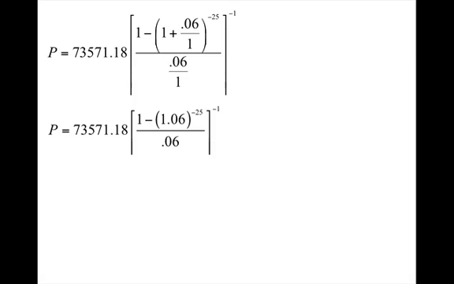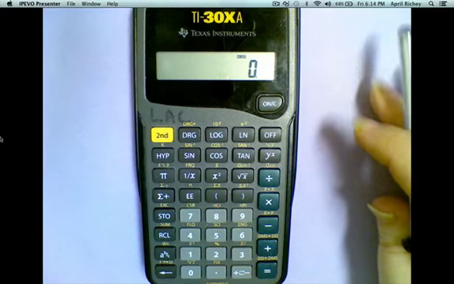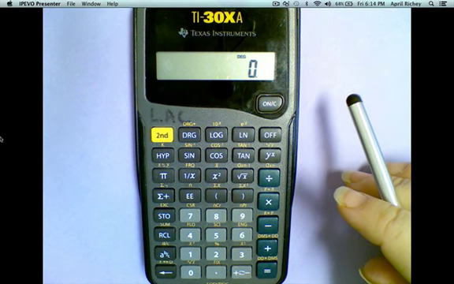Now in my calculator, I'm going to raise 1.06 to the negative 25th. I'm going to subtract that from 1. I'm going to divide by the 0.06. I'm going to take that answer and raise it to the negative 1 power, and then multiply by the 73,000. So we're going to begin with the 1.06.